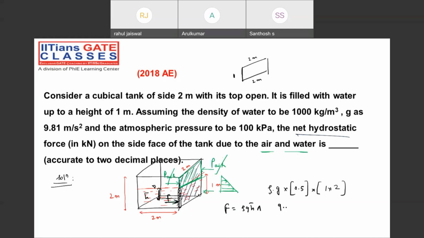So rho is what? Suppose 9.81. 0.5 into 2 is what? 1. So directly we are getting what? 9.81 kilonewton. That is the answer.